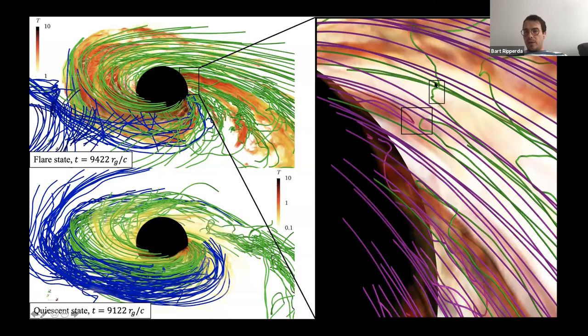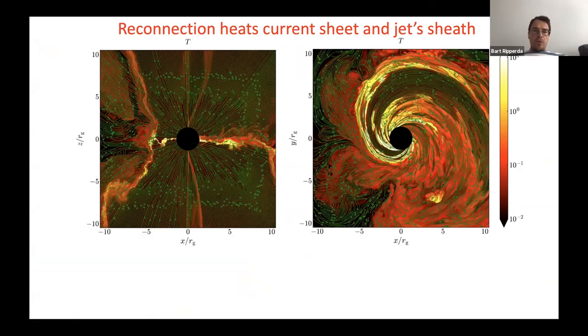A second aspect that you see is that these little wiggles here, these are the little flux tubes that we talked about before, and these are plasmoids. So also in 3D, you see that you have these 3D plasmoids or flux tubes.